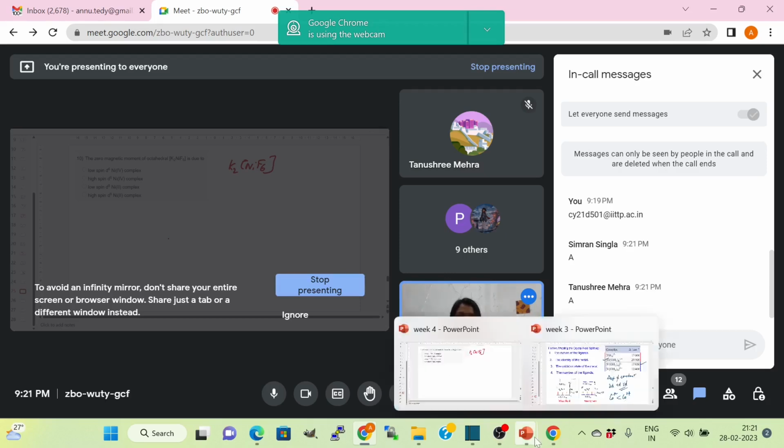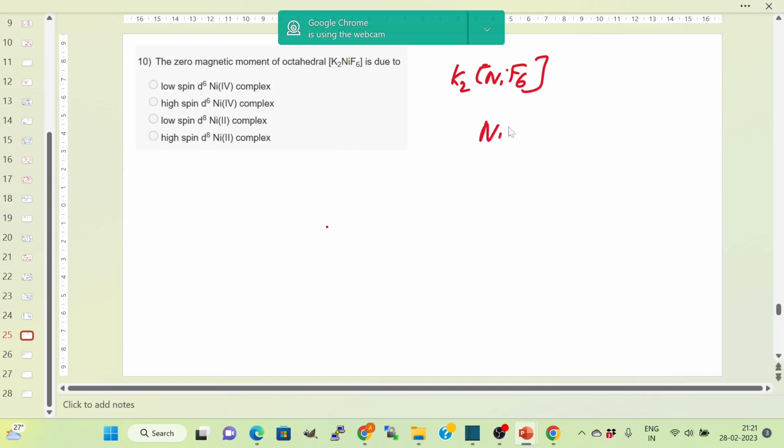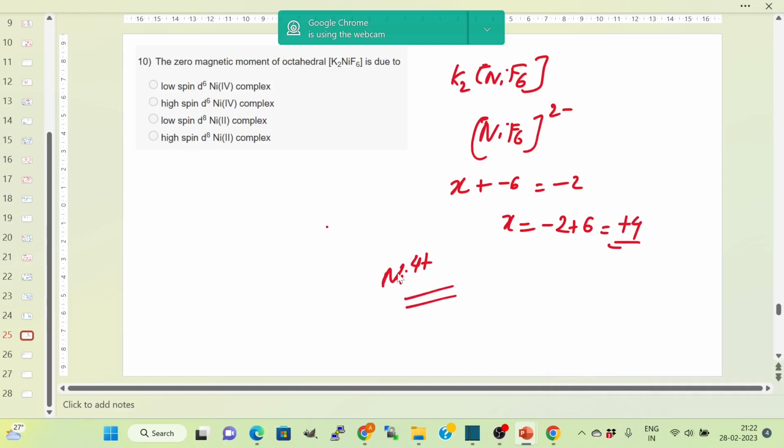Okay, yeah, we will solve it. K2NiF6. So the overall charge on the complex NiF6 is 2 minus. The oxidation state of nickel will be x plus minus 6 is equal to minus 2. x is equal to minus 2 plus 6, which is plus 4. See, nickel is in plus 4 state, and like we discussed in a previous question, nickel in plus 4 state will make even the weakest ligand a strong field ligand, right? So definitely pairing will be there.